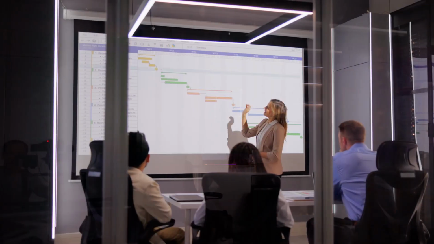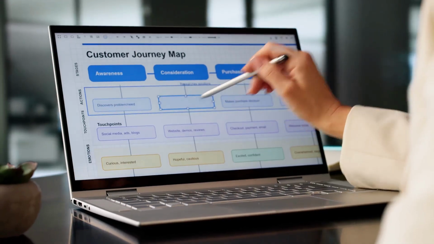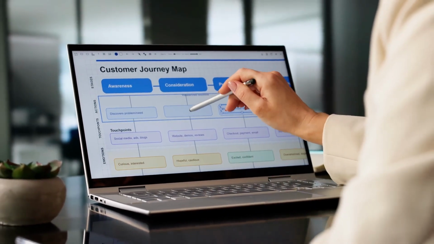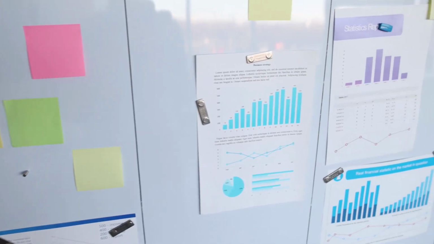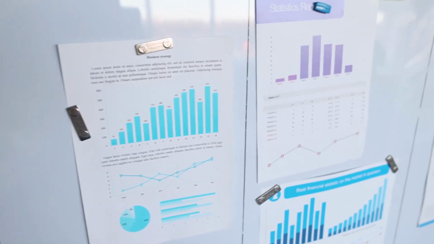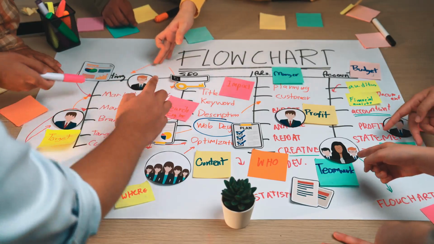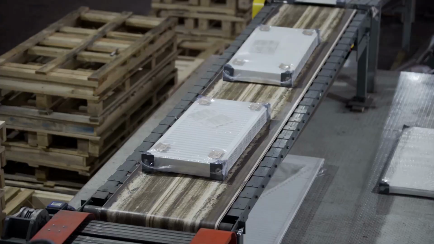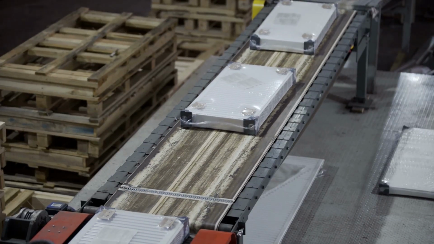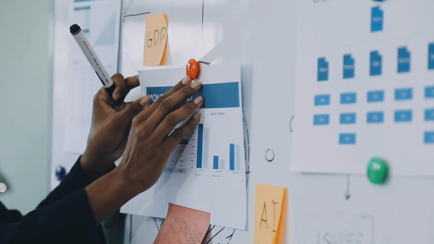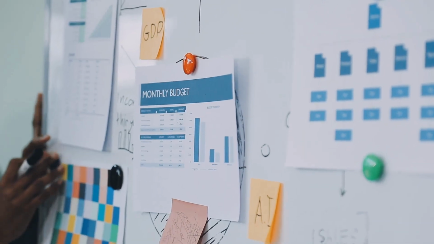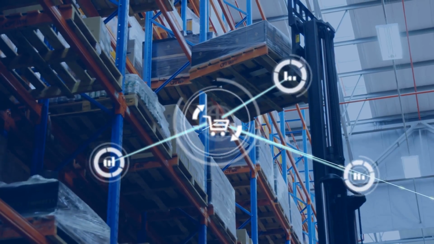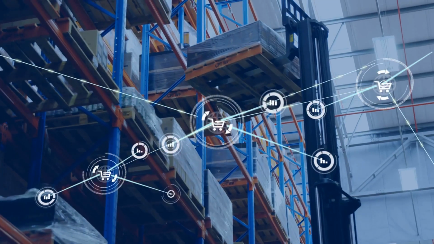Let's start with a clear definition. A value stream map is a visual representation of all the steps, both value-adding and non-value-adding, required to deliver a product or service to the customer. It's not just a flowchart of activities. It captures three flows at once: the flow of materials, how raw inputs or information move; the flow of information, how schedules, orders, and instructions are communicated; and the flow of time, including cycle times, waiting times, and delays.